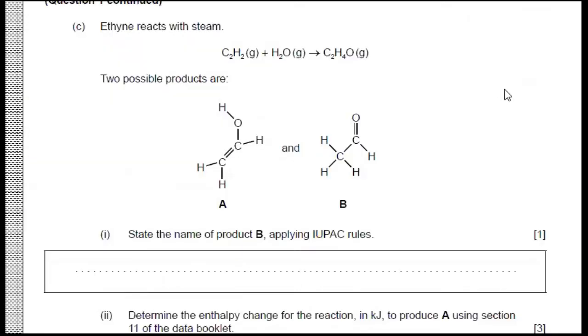Here we have the next question. Ethyne reacts with steam and you are getting two possible isomers. Isomers will be having the same molecular formula, but structure wise they will be different. And you can see here 2 carbon atoms, 2 plus 2, 4 hydrogens, 3 plus 1, 4 hydrogens and 1 oxygen. So these are isomers. Now they are asking what is the name of the product B applying IUPAC rules. So I'll show you that.